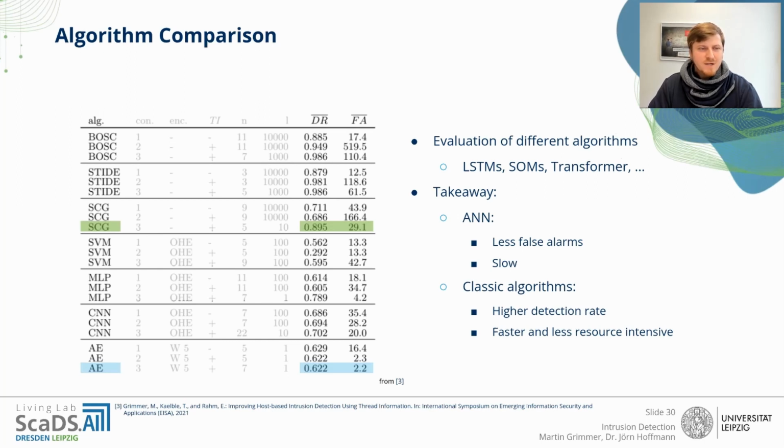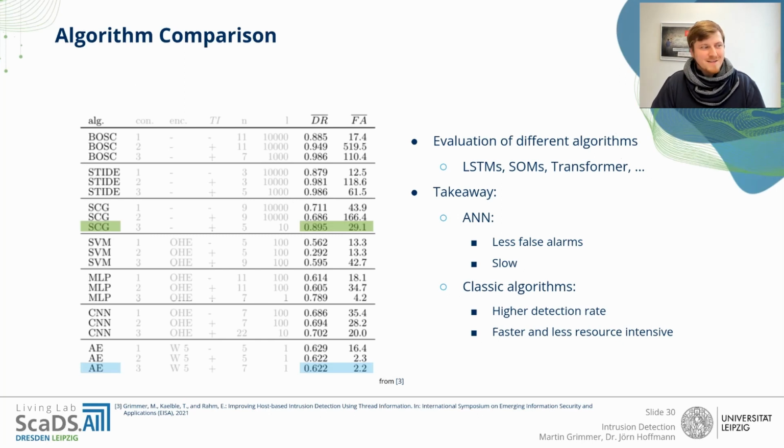And in addition to these algorithms here, we have evaluations of different other algorithms like long short-term memory networks, self-organizing maps, transformer-based architectures, and so on. And the takeaway here is that artificial neural networks mostly do fewer false alarms. As you can see here, one autoencoder architecture we tested has only 2.2 false alarms on average, but they are slow in comparison to the classical algorithms as you saw earlier here. And on the other hand, the classical algorithms have a higher detection rate.